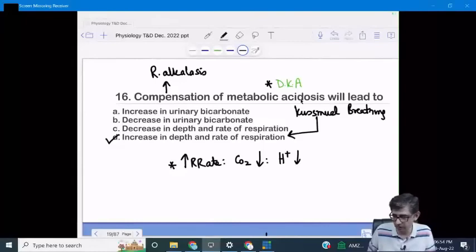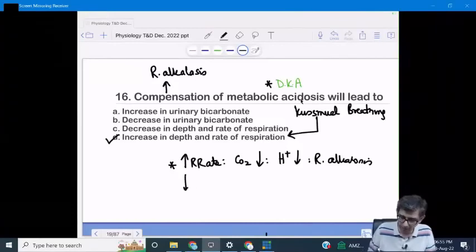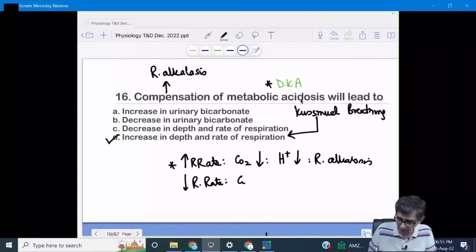So this explains the respiratory alkalosis component. On the other hand, if a person is having a decrease in respiratory rate, then carbon dioxide will rise, protons in the body will be more, and it will be causing a respiratory acidosis in the patient.